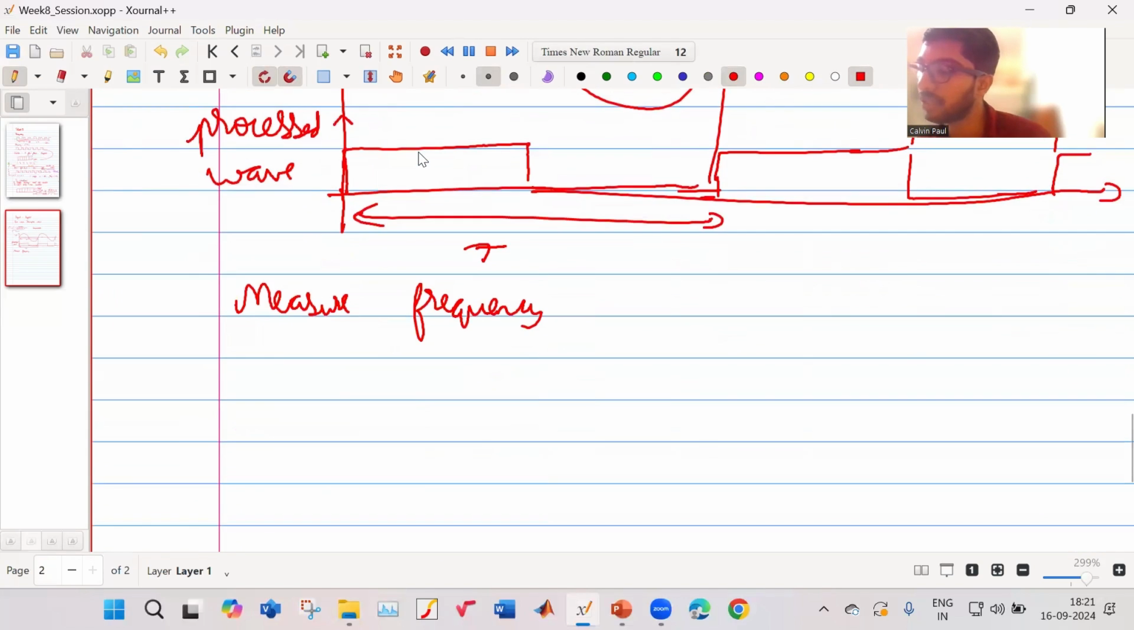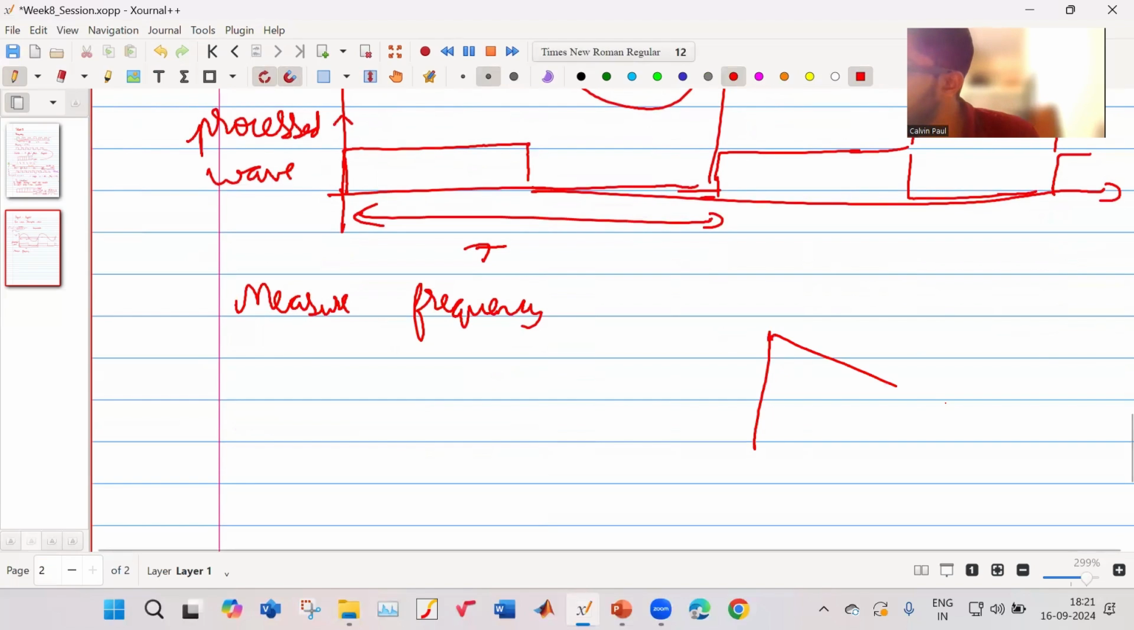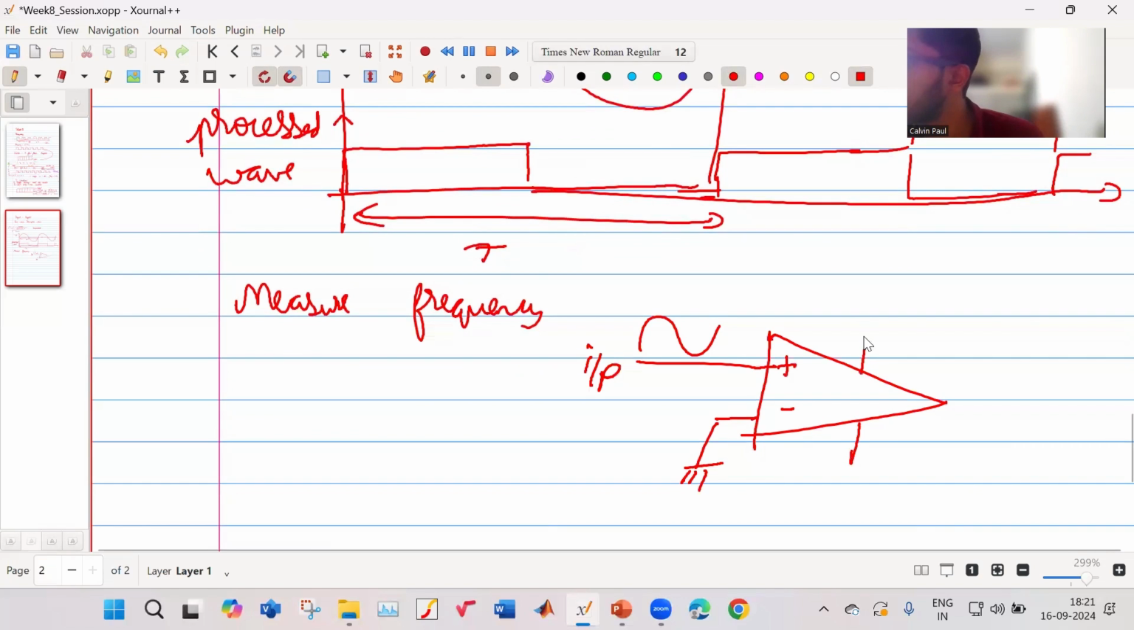Now, what is a comparator? How will we use a comparator? Say this is the positive and negative terminal, and this is my input signal. This is my sine wave. And this, let us connect it to the ground. And this is the plus V supply, and this is the minus V supply.